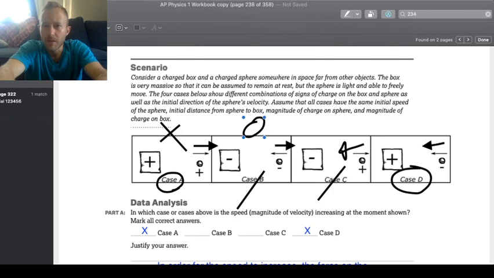In case C, the charges are getting farther apart, so the force is getting weaker. So that one is out. And then in case D, they're getting closer together. So the force is getting bigger in size, and so the acceleration is increasing. So the answer would be B and D.